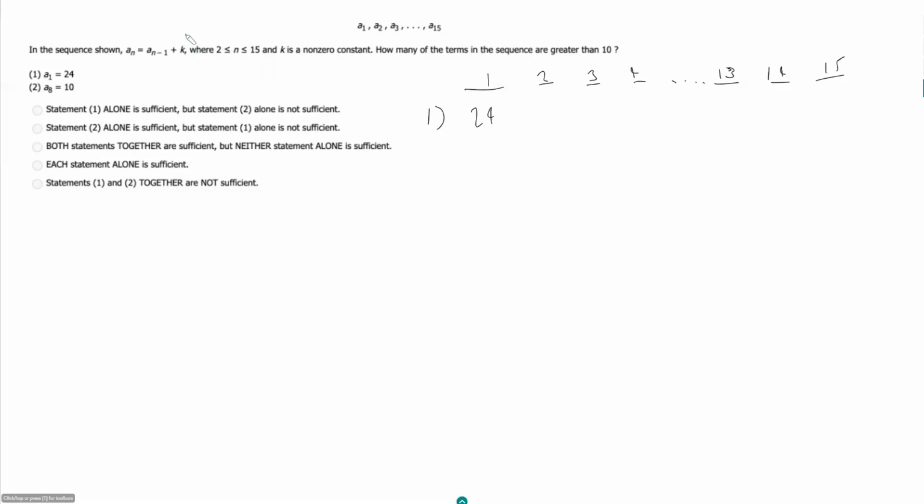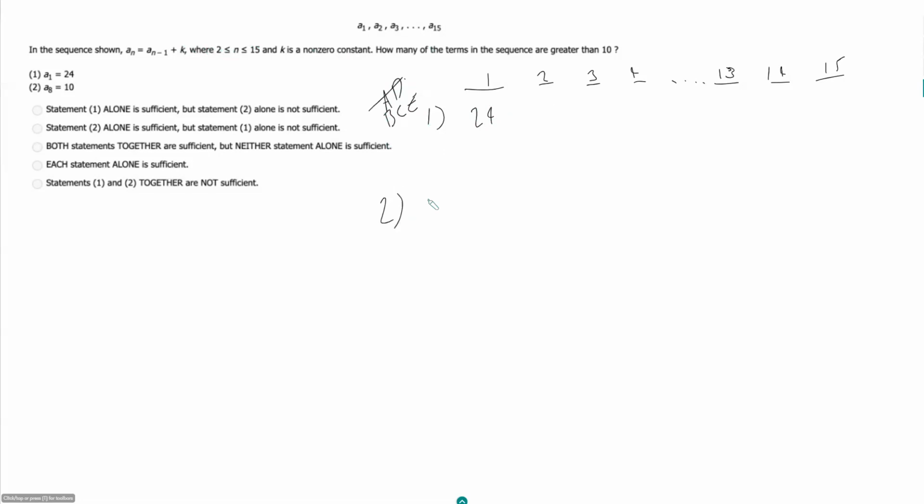For example, if k is negative 24, only one number in our sequence is actually going to be greater than 10, right? The first one. But where k is positive, then all of our numbers are going to be. So there are a lot of possibilities, given that k's sign could be anything. So this is insufficient.